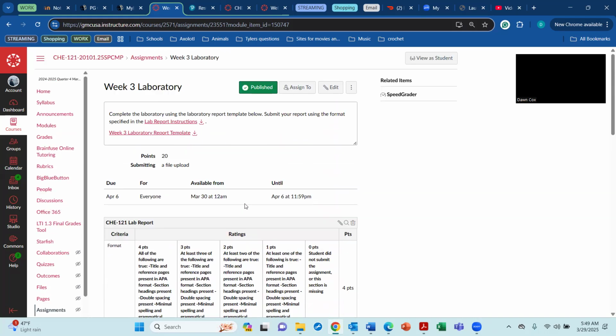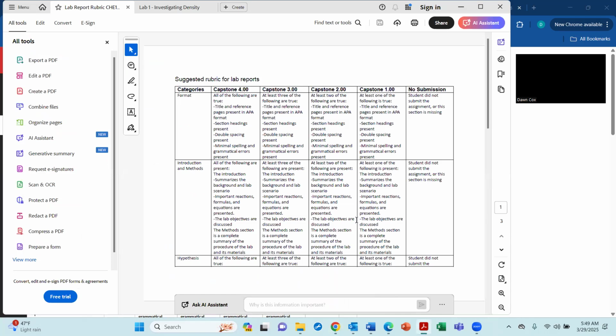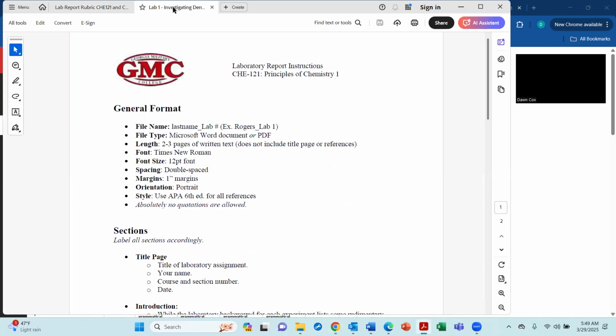Okay. So let's go ahead and open up the lab report instructions. Whoops, that's not the one I want. Oh, there we go. Lab report instructions. All right. And you can find those, as I mentioned, right there in the lab report. The lab report instructions are given to you each week, so that if you need a refresher, you can just open that up and look at it.